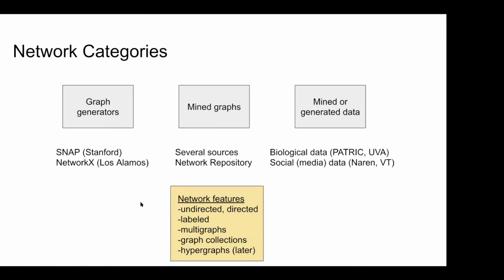Okay, great. Thank you. So the network categories: we have graph generators that come from the structural analysis codes. We're mining graphs that exist on different web pages. And we're also generating data that then, in the right box, can be used to generate networks based on definitions of what those networks are.